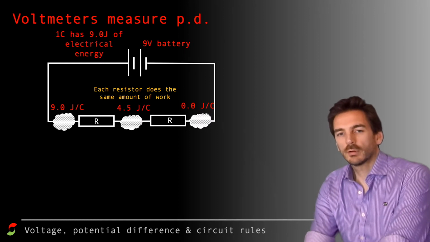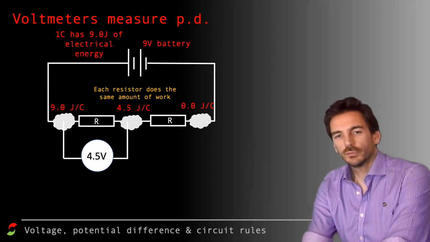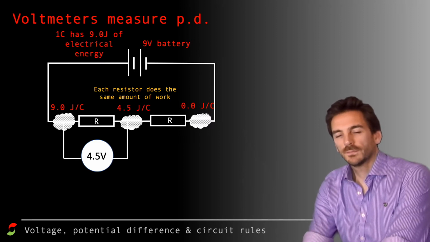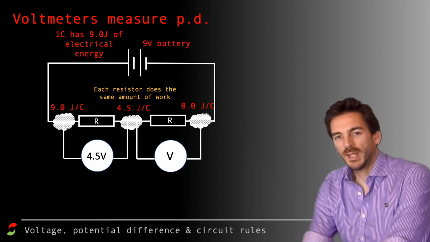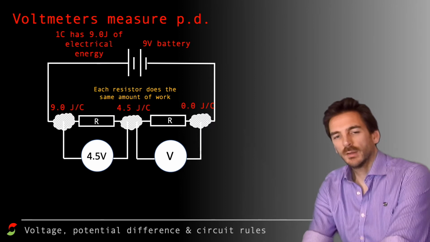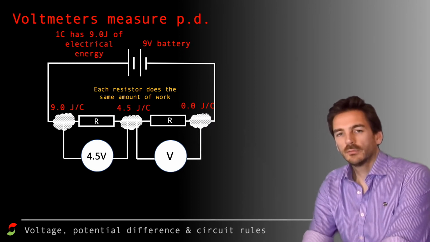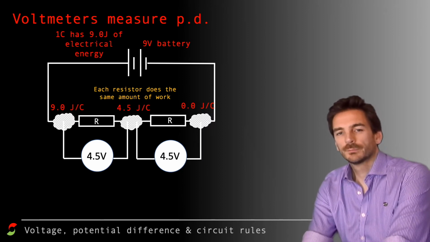If we put a voltmeter across there, it's going to look at the difference in energy between those 2 points. At the first point, it's got 9 joules of electrical energy. At the second point, 4.5 joules. So the potential difference is 4.5 joules per coulomb, or 4.5 volts. Put a voltmeter here, and it's going to do the same thing and compare the energies at the 2 points across the resistor. At the first point, it's got 4.5 joules of electrical energy. At the second point, no joules. So the potential difference is 4.5 joules per coulomb, or 4.5 volts.